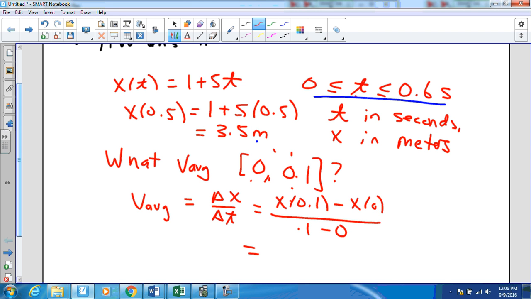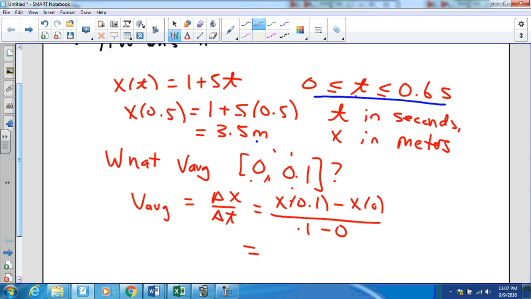And x of 0.1 is found by plugging in right here. Everybody, what is x of 0.1? Do it in your head. What is x of 0.1? What is x of t for a t? Yes. See, that is the point I wanted to get across: this thing really does give you the position at any time you want.